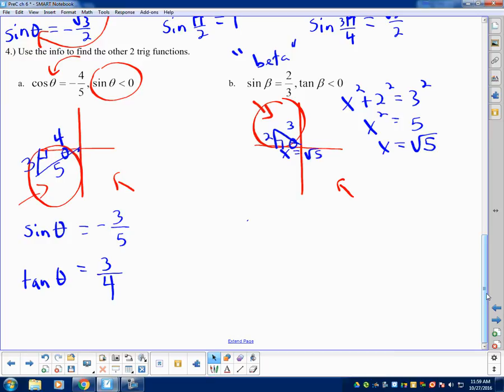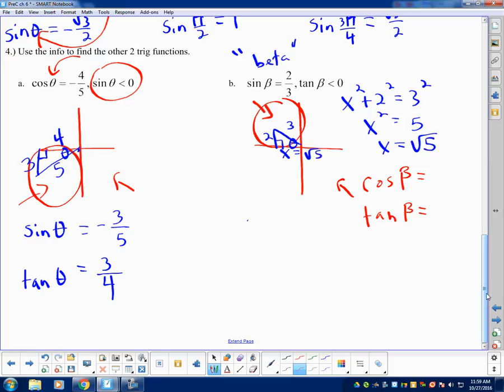So if that's the case, then let's find cosine and tangent. We already have sine. And actually it's not theta, it's beta. Okay, let's try that again. So we have cosine of beta and tangent of beta, and those are the only two we have to find.